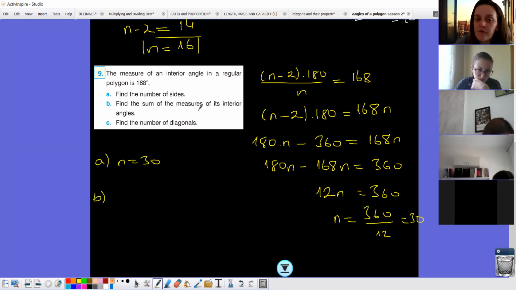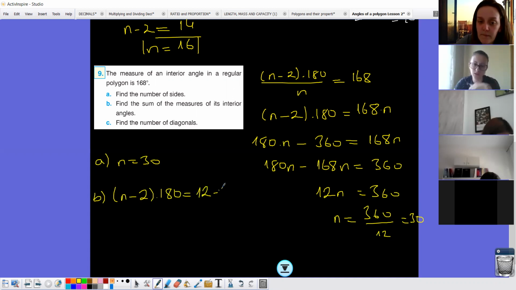B, find the sum of the measures of its interior angles. What will it be? It's n minus 2 times 180. It will be 28 times 180.